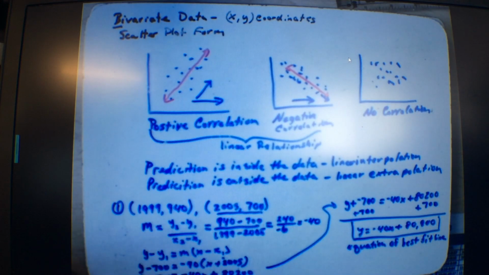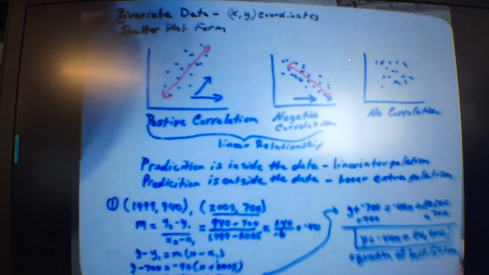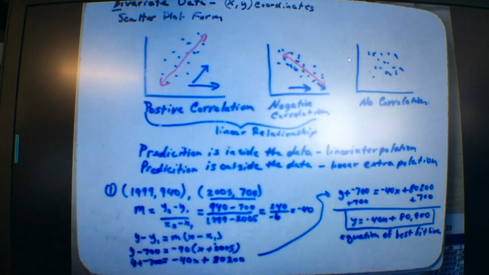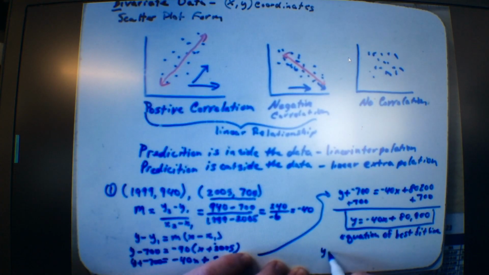Now the question was, remember the question? It says, if the trend continued, about how many CDs were sold in 2006? We've got to plug it in for x. So we want y equals negative 40 times 2006 plus 80,900. So what does y equal? Use a calculator. What did we get? How much, Tara? 660.